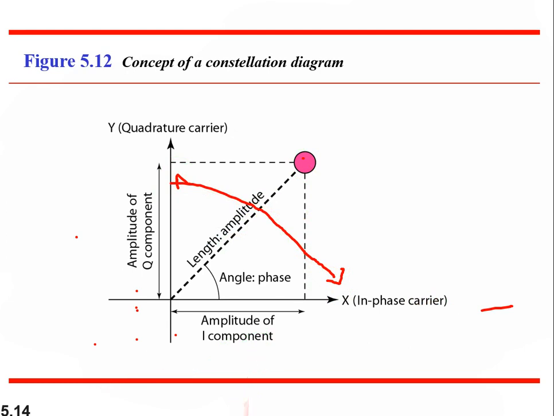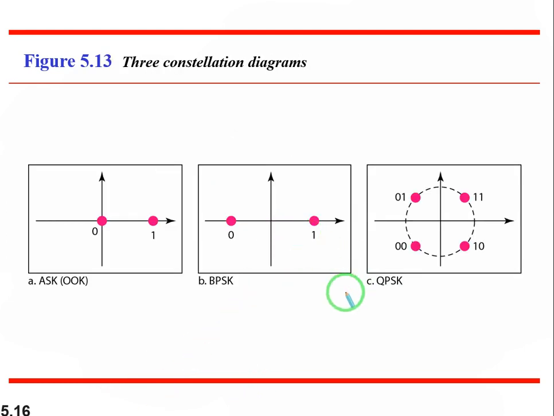Now you can see three constellation diagrams. For amplitude shift keying, we just have one amplitude: for a 1 we have an amplitude, for a 0 we don't have an amplitude. So coming to B, in ASK we only have one amplitude, and the other is 0. Once we have a 0, it has 0 amplitude, so it will be on this point. So we can say the 2 points are on the same axis.